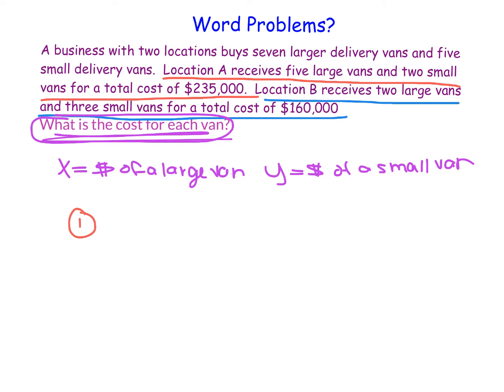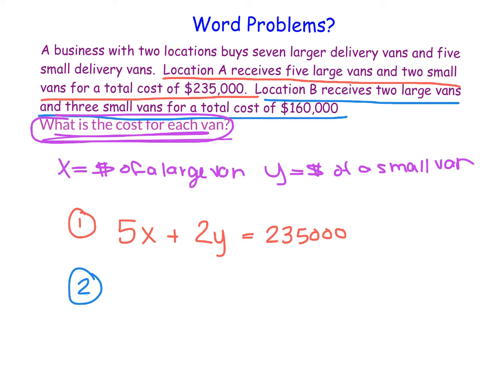And because I can see they have 5 large vans and 2 small vans, I'm going to take 5 and multiply it by the cost of a large van. So notice I have 5x, that's 5 large vans times the cost of each large van. And then if I do the same thing with y, I have 2y, which is 2 small vans times the cost of a small van, and I add them together. And I know in this situation that when I have 5 large vans and 2 small vans, they equal a total of $235,000.